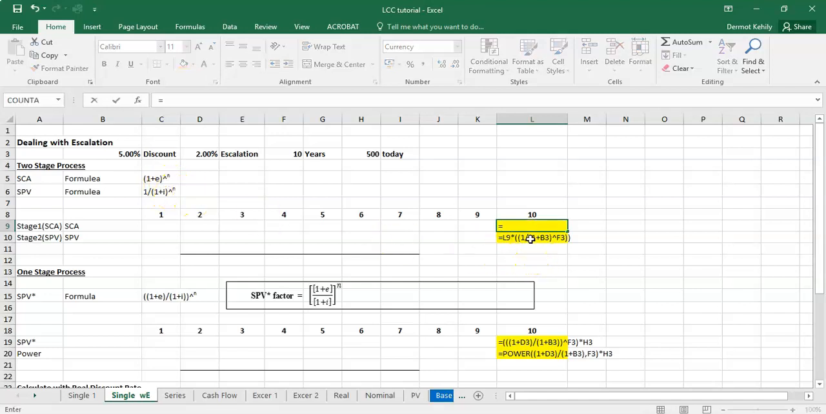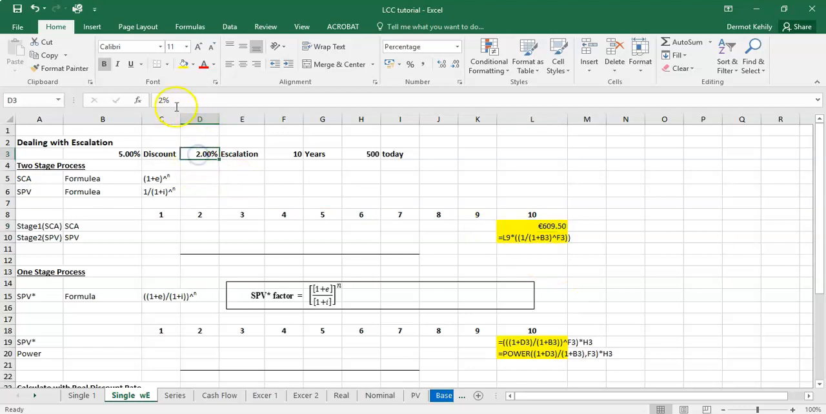So let's start with that, equals 1 plus E is the escalation rate. Put brackets around the end, and I'm just going to stick brackets at the start. And that is then shift 6 to the power of n being 10. Okay, and I'm going to put brackets around that at the end and at the start, and I'm going to multiply it by the sum of money today. Okay, so there's our calculation. Hit enter. So that €500 based on an escalation rate of 2% is €609.50 in 10 years.